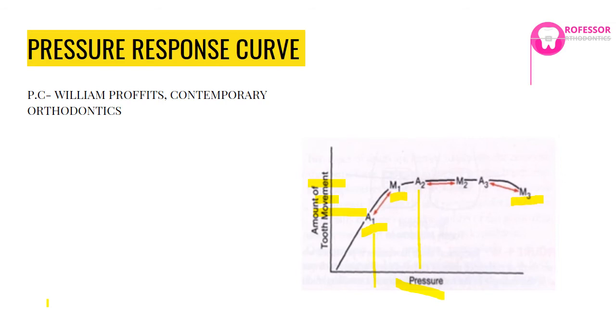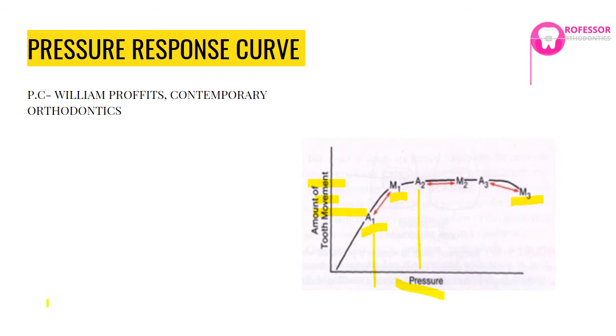In the third example, you have A3 and M3. So you can see in this case what has happened is the anchorage unit and the movement unit both have moved. But unfortunately, the anchorage unit has moved more. It's almost the same as the A2 unit. So the anchorage unit has moved, yes, it has moved a lot. But look at the movement unit. It lies somewhere here.